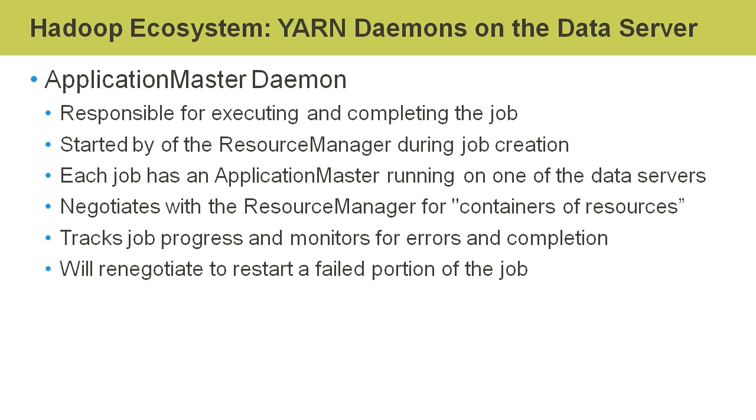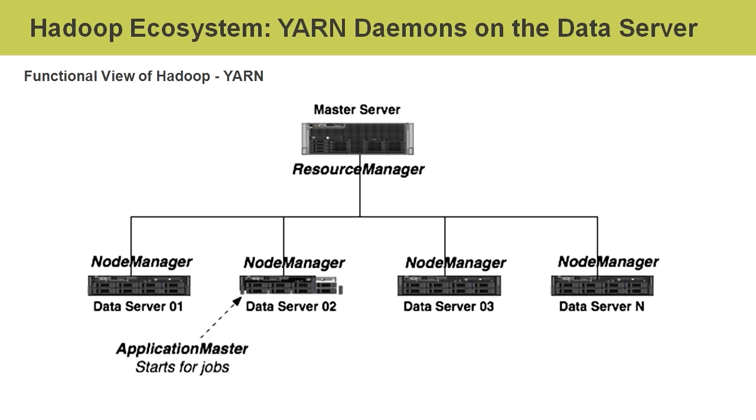The application master then takes responsibility for executing the parallel processing job across the entire Hadoop cluster. It tracks job progress, and it will monitor for errors and completion. If a container fails, or if a container is slow, it will renegotiate to restart this portion of the compute job. Let us review the location of all the daemons for YARN.